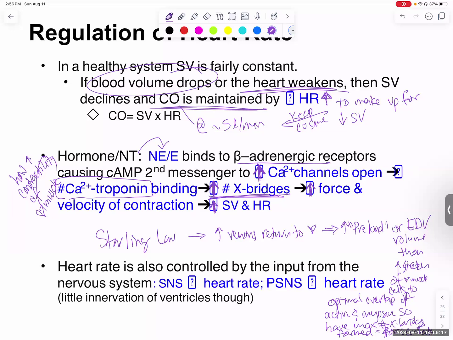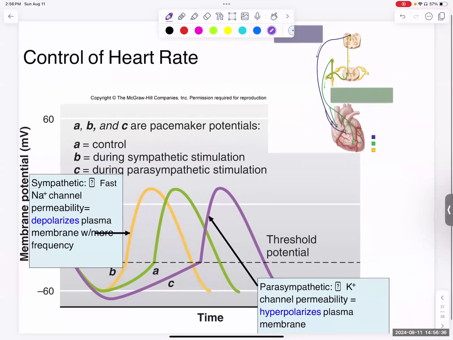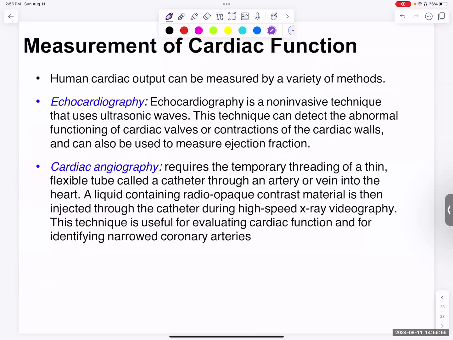Heart rate is also controlled by the input of the sympathetic nervous system to increase heart rate, and parasympathetic can decrease heart rate via hyperpolarization. And so here, the membrane potential, sympathetic increases fast sodium channels, which increases depolarization. Parasympathetic hyperpolarizes by increasing the potassium leaving. And so you're going to then slow down the heart rate that way.